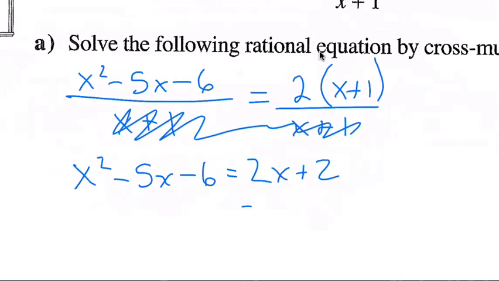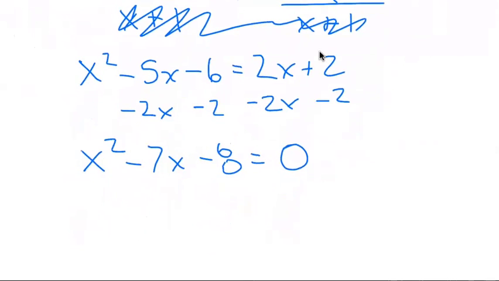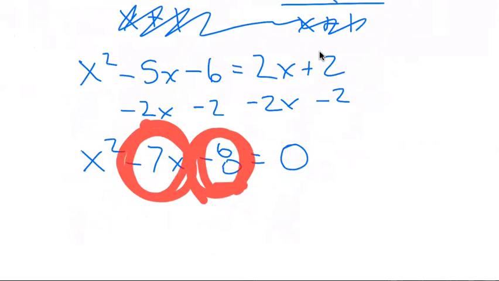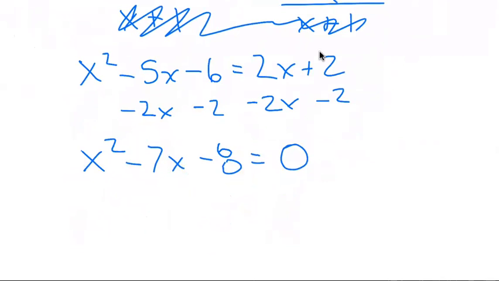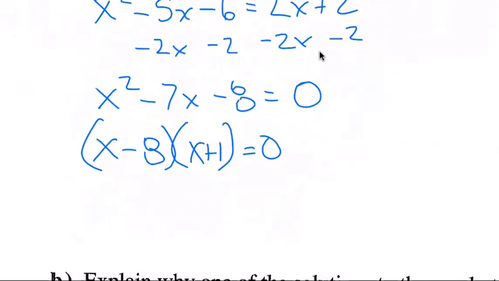I'm going to subtract 2x, subtract 2x. I'm going to subtract 2 at the same time. That's going to give me x squared minus 7x minus 8 is equal to 0. Now I need to factor the left-hand side. Two numbers that multiply together to give negative 8, add together to give negative 7. That's going to be minus 8 and plus 1. So x minus 8, x plus 1 equals 0. So my solutions are x equals 8. Nope, not 8. X minus 1, x minus 8 is equal to 0.